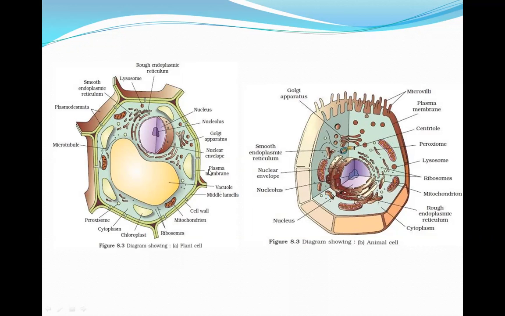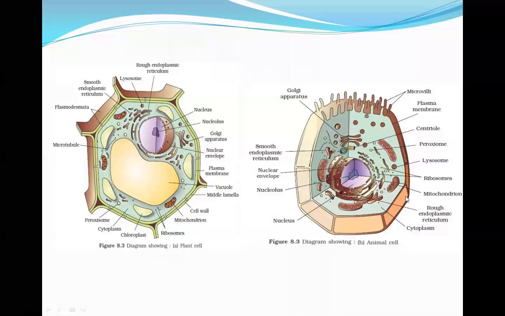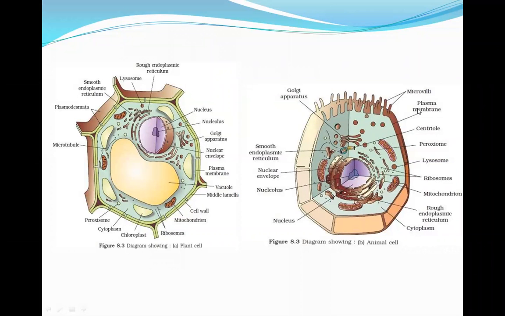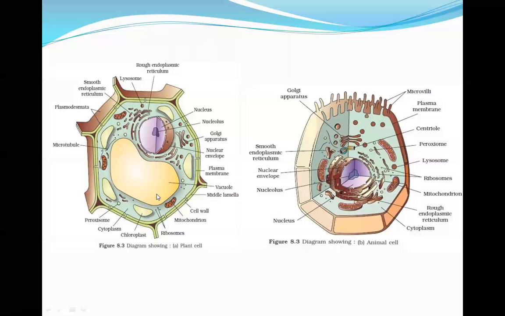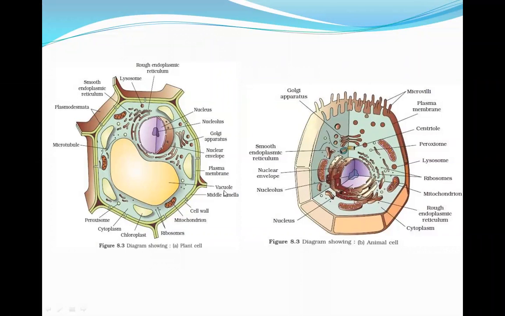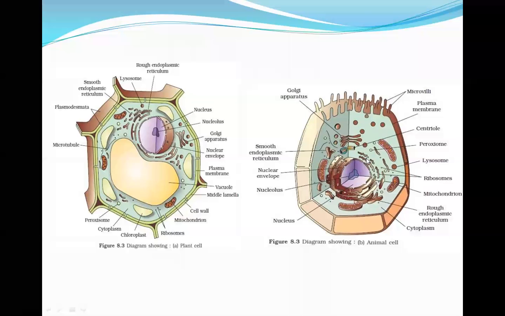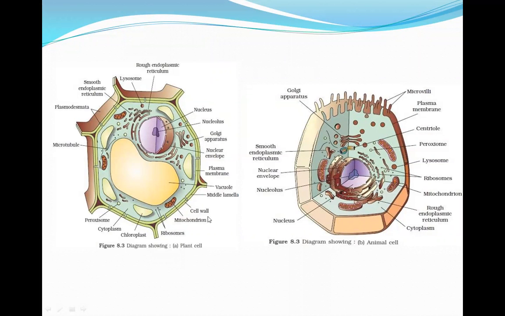Next, there is the plasma membrane in the plant cell as well as in the animal cell, right? So these two of them both contain what? The plasma membrane. Here, when we are talking about the plant cell, you can see this yellow larger organelle which is known as the vacuole. This vacuole is not present in the animal cell. So the first main difference between the plant and the animal cell is that the plant cell does contain vacuoles, but the animal cell does not contain vacuoles, right?